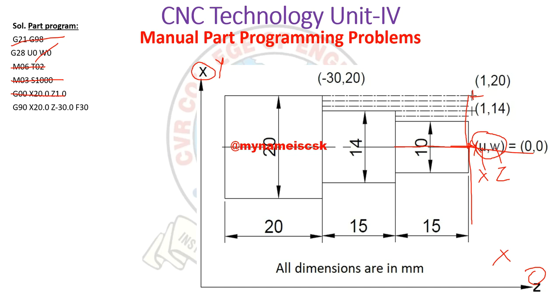Next, X is 20, Z is -30. So in this direction it has to move -30, and from here to here it has to move a height of 20. Z is nothing but this axis. This axis is -30, and this axis is 20. And we are giving the feed as 30.